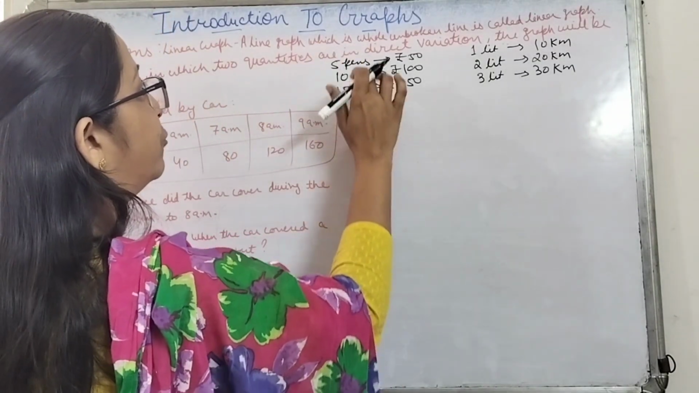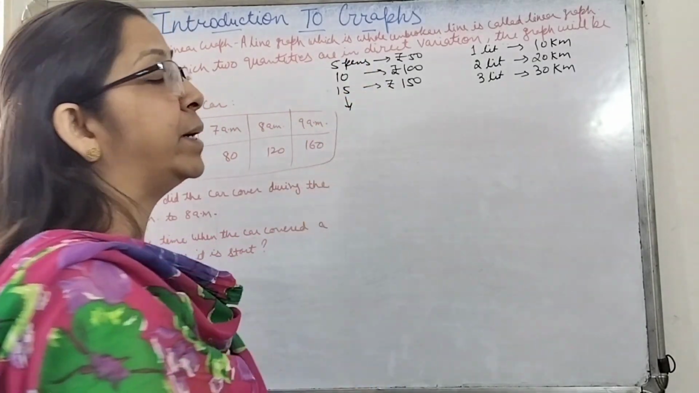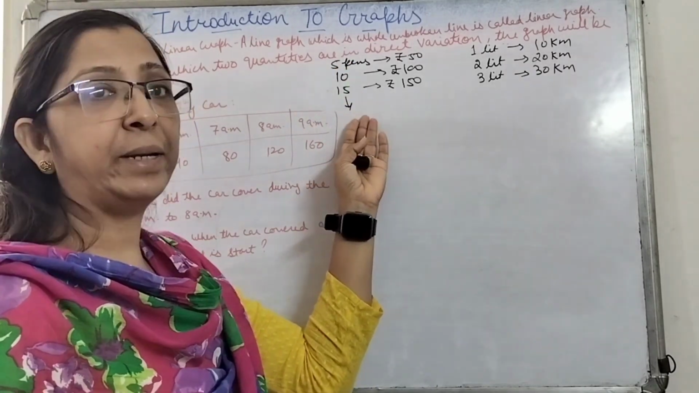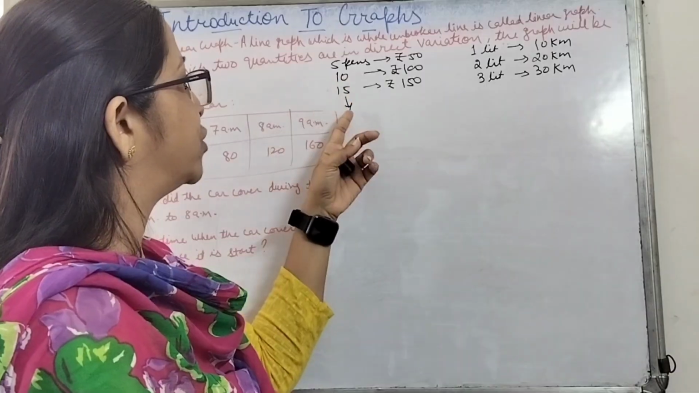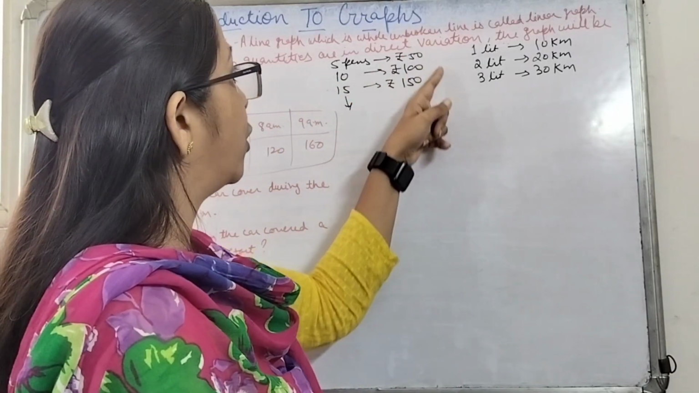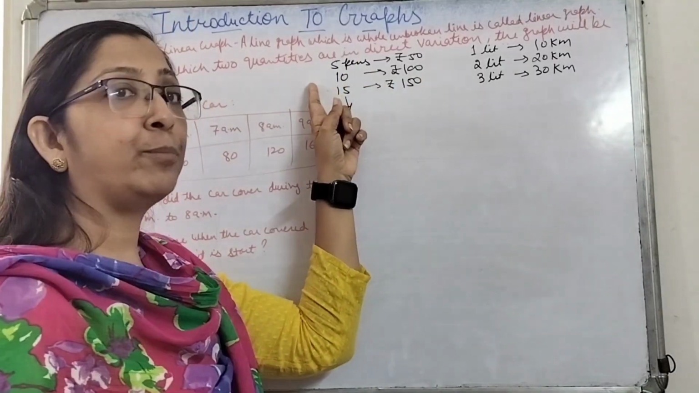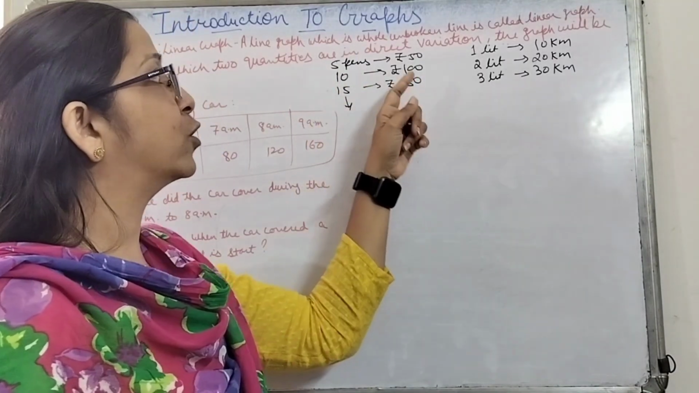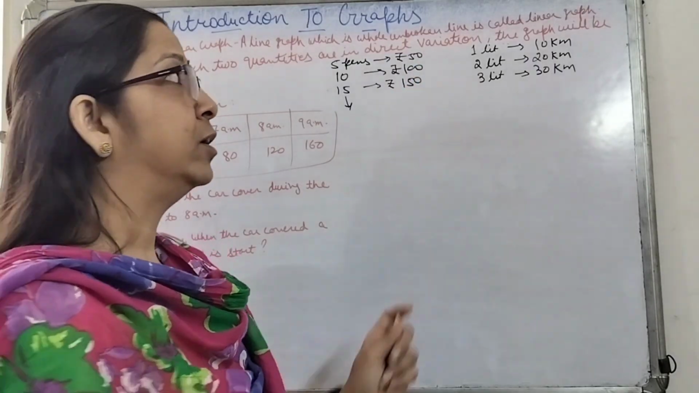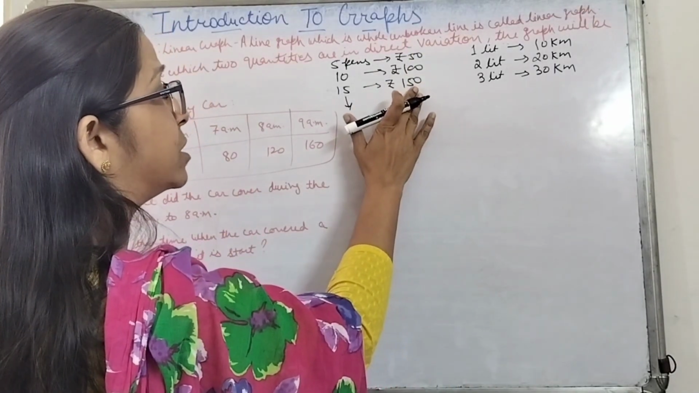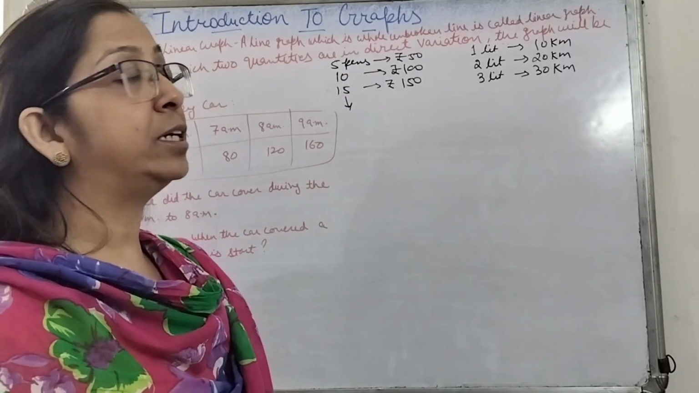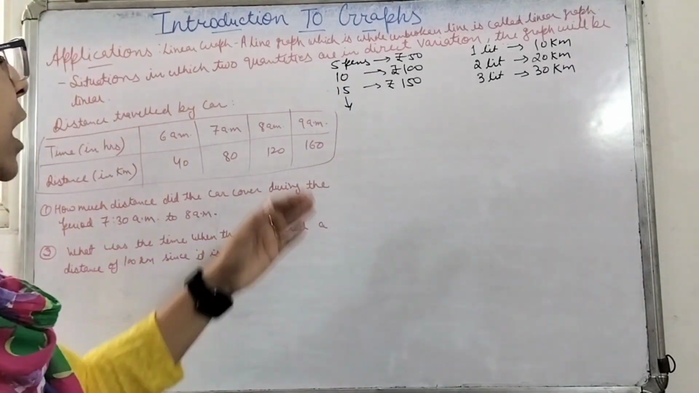Over here, the number of pens is the independent variable, because it is not depending upon anything. As per our wish, we are purchasing the number of pens. And the cost depends upon the number of pens. As the number of pens increases, the cost also increases. So the cost will be the dependent variable, which depends upon the number of pens, and the number of pens will be the independent variable. Now let's see how we will be plotting.